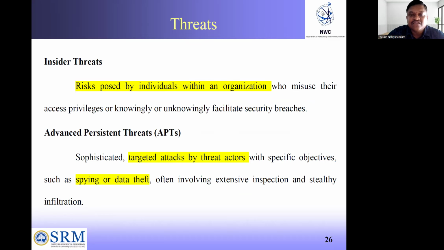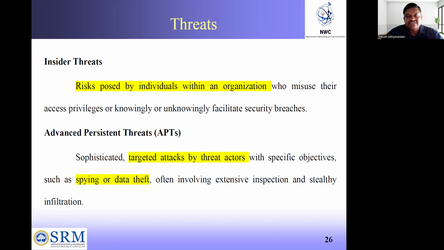The next one is insider threats. These are threats posed by individuals within an organization who misuse their access privileges or unknowingly facilitate security breaches. Example: an employee with access to sensitive data intentionally leaks confidential company information to a competitor.